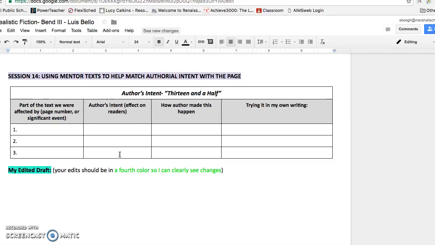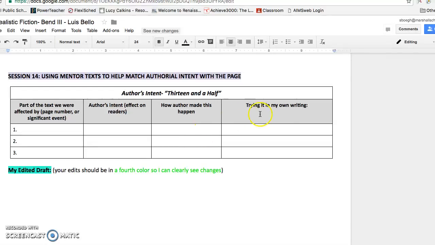So why did the author want you to feel that way? Why did they want you to feel sad? Why did they want you to feel uncomfortable? All right. And then in the next column, you're going to tell me how the author made it happen. Is it word choice? Is it how the conversation went? Is it that there's a conversation at all? Is it the fact that we're experiencing everything from the narrator's point of view, and she's constantly feeling uncomfortable?